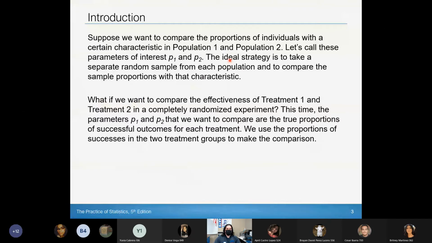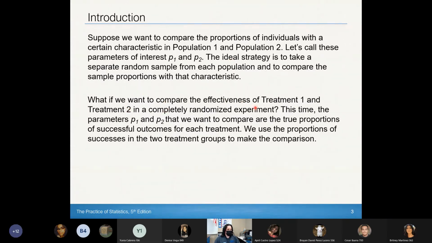Right, so it's like maybe we wanted to do something about the proportion of people in two different schools, right? Those would be two separate populations who are left-handed. Left-handedness is the characteristic that we are interested in.